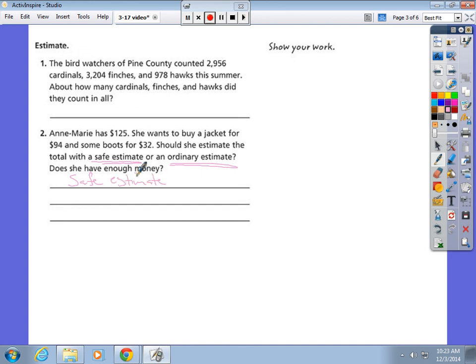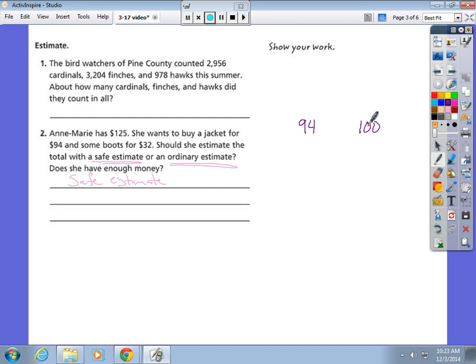Now, let's talk money a little bit. Anne Marie has $125. She wants to buy a jacket for $94 and some boots for $32. Should she estimate the total with a safe estimate or with an ordinary estimate? Does she have enough money? Well, first off, to buy a jacket for $94, we would estimate, I just call that $100.